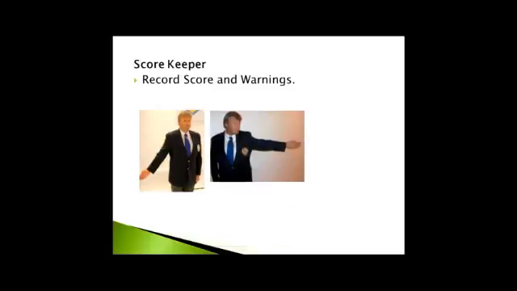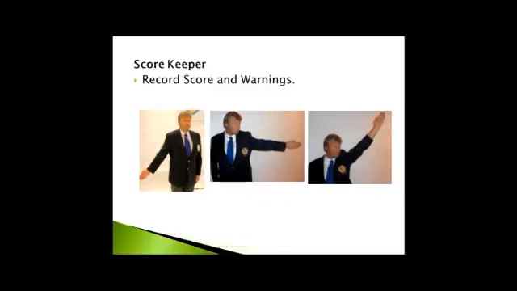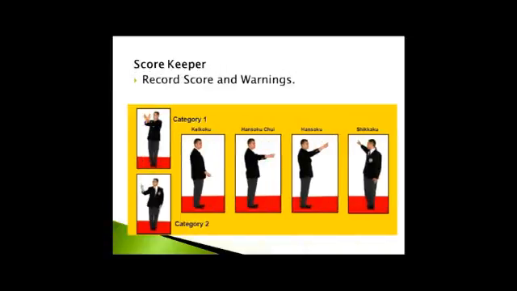Scorekeeper. Record scores and warnings. So there's a referee giving 1 point, a referee giving 2 points, a referee giving 3 points. So there are point signals we need to watch for, and then there are two different types of penalties, category 1 and category 2. So these are the category 1. As you can see here, the referee's crossed both his hands. Category 2 here is pointing with one finger. The way I remember this is category 1 is 2 hands and category 2 is 1 hand, so vice versa. 1 is 2 and 2 is 1.